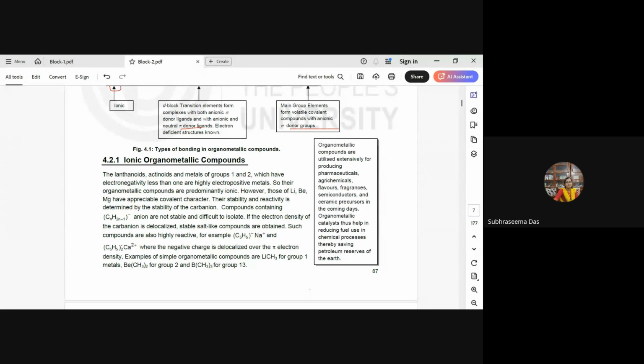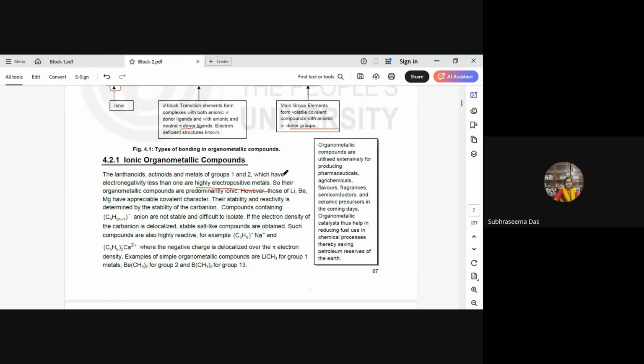They are actually a special class of organometallic compounds. Here, the lanthanides, actinides, and metals of groups 1 and 2, which have electronegativity less than 1, are highly electropositive in nature. So these organometallic compounds are mostly ionic in nature. But if we consider lithium, beryllium, or magnesium, they have covalent character.